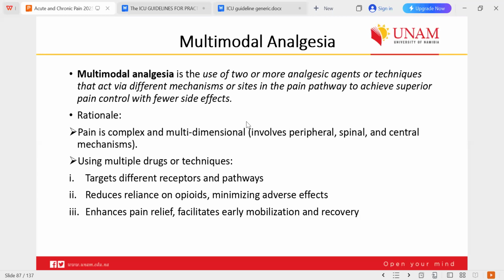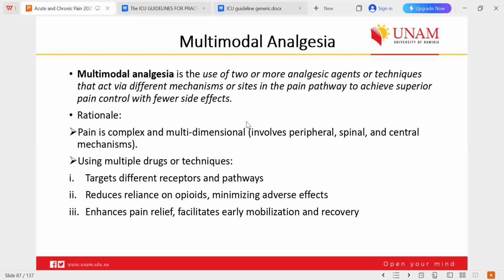All right, so the first principle of pain management, especially in anesthesia and critical care, is what we know as multimodal analgesia. It's a concept that talks about the use of two or more analgesics or techniques that act at different sites in the pain pathway to achieve superior pain control with fewer side effects. So it has a standard definition: two or more analgesic agents or techniques that are acting on two different sites in the pain pathway.